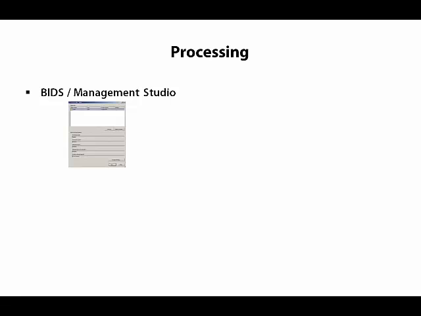There are multiple ways that we can process. Let's take a look. First, as we've seen, we can process from within BIDS, but a similar interface is also available within Management Studio. We have a dialog box that we can use for interactive processing. We'll take a closer look at this dialog box in the next demonstration. Essentially, we select the object that we want to process, whether it's a database, or a cube, or a dimension, and we specify what type of processing we want to perform. And there are a few options that we can set related to parallel processing, dependent objects, and transactional processing as well.